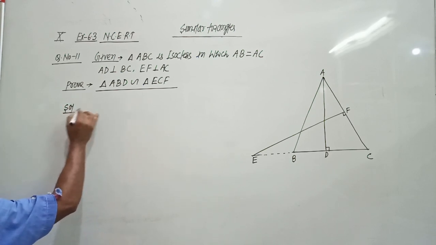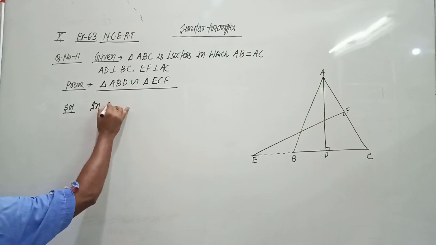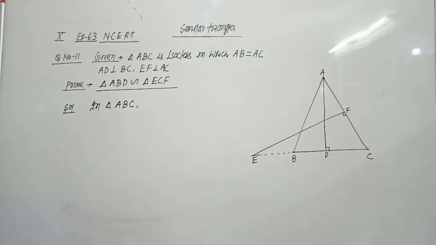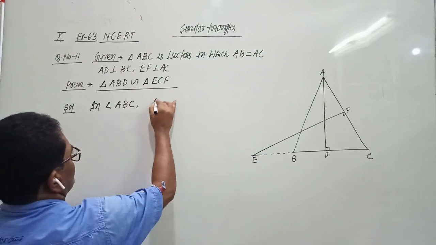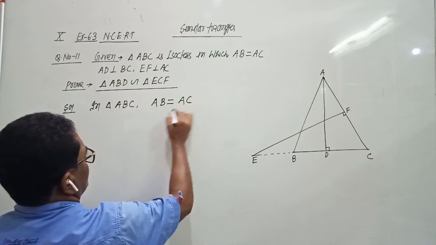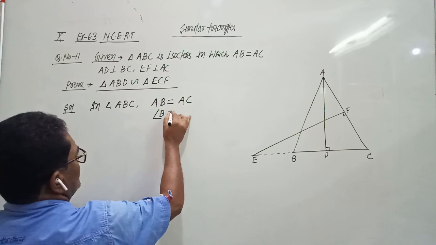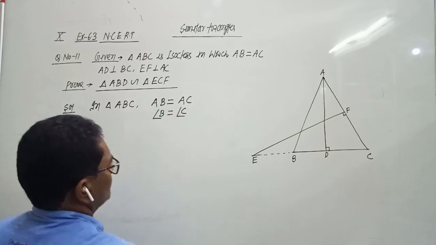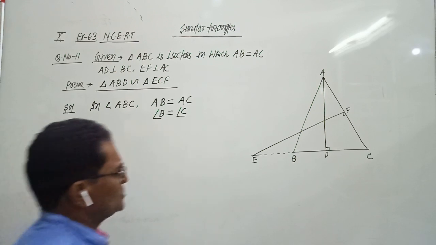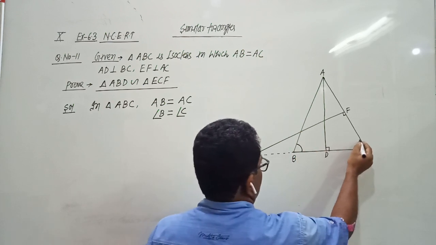So in triangle ABC, this is isosceles triangle we have given. It means side AB is equal to side AC and angle B is equal to angle C. Side AB equals side AC because triangle ABC is isosceles, and angle B equals angle C. Base angles are equal.